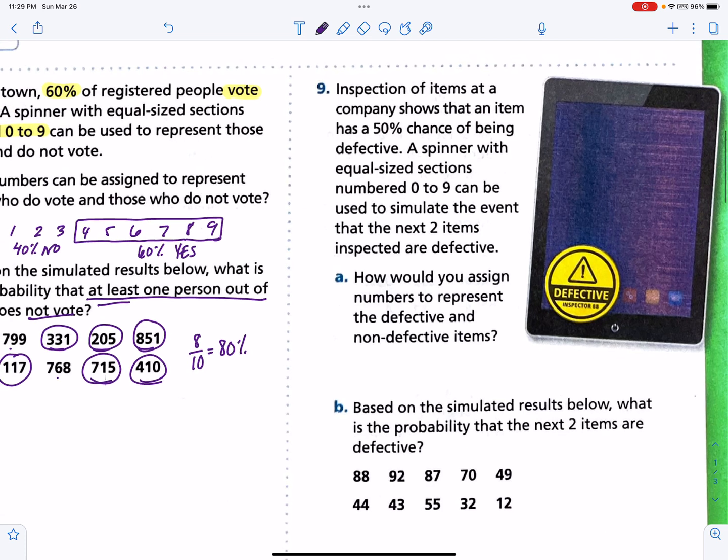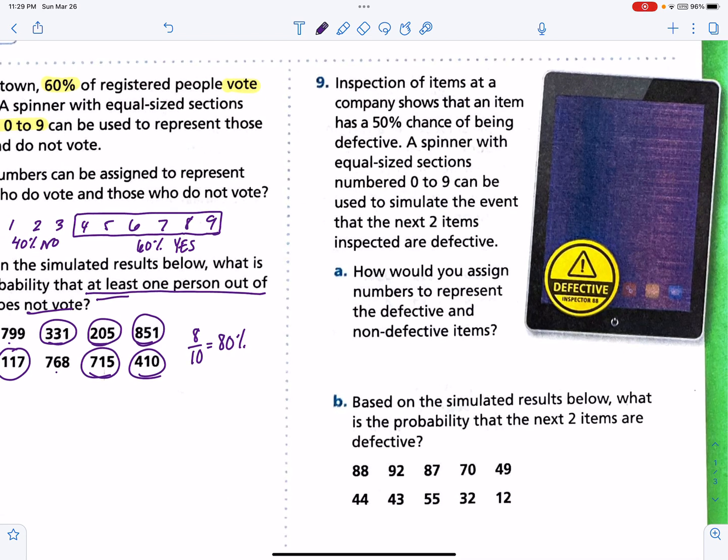And then number 9, it says inspection of items at a company show that an item has a 50%. So there's my probability number that we're using. Okay. And a spinner with equal size sections 0 to 9, so we're using the 0 to 9 again, are used to simulate the event that the next 2 items are defective. Okay, so that's what I want to find out is about the next 2 items being defective or not. How would you assign the numbers to represent defective and non-defective?